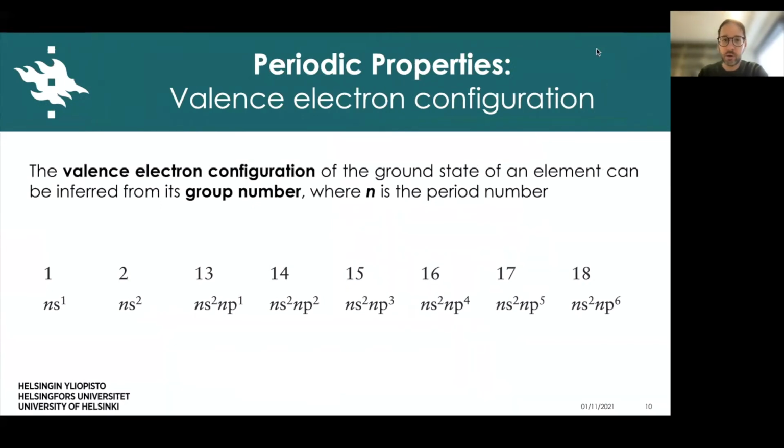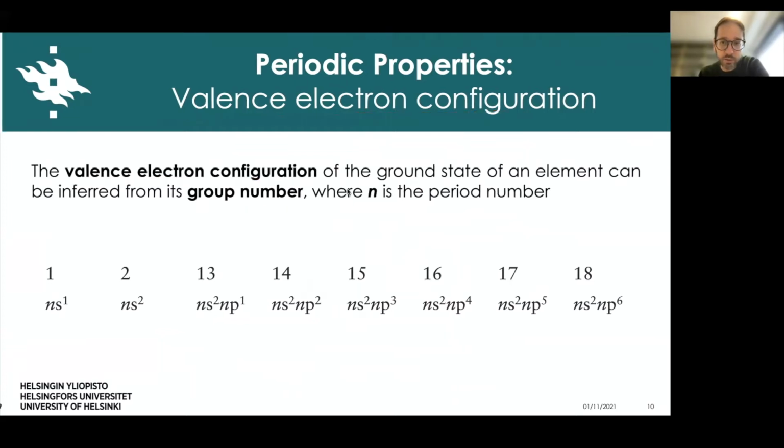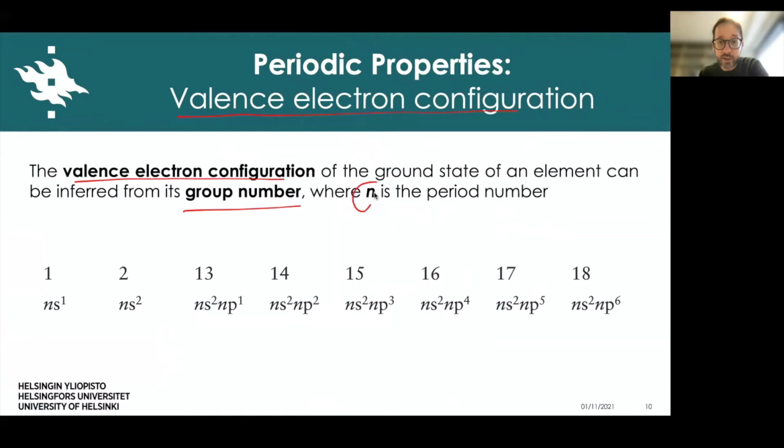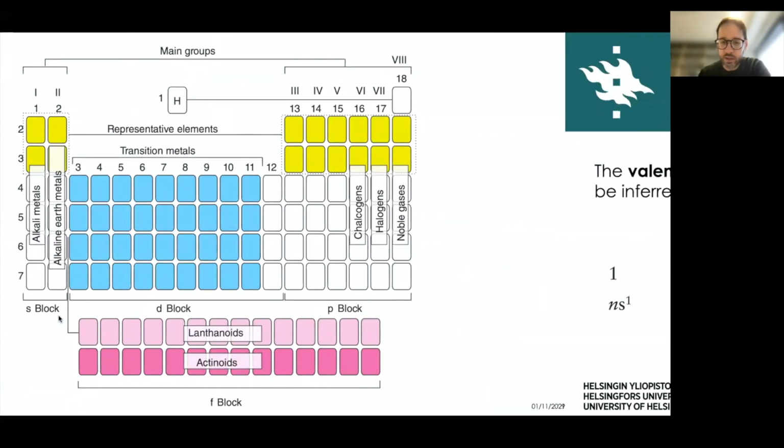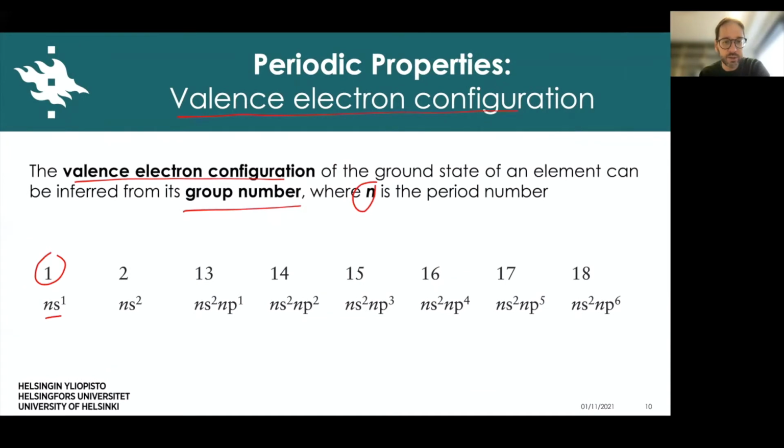So, talking about the valence electron configuration. The valence electron configuration of an element can be inferred from the group number, where n is the period number. For elements of group 1, the electron configuration ends in ns1; group 2, ns2; group 13, ns2 np1. And here we have three electrons in the outermost energy level: group 14, np2; 15, np3; 16, np4; 17, np5; 18, np6. And n here refers to the period number.